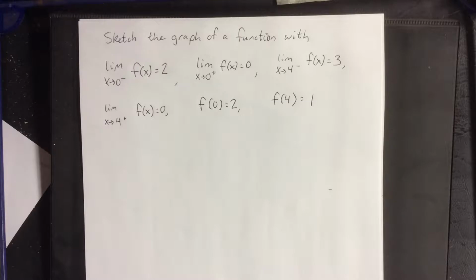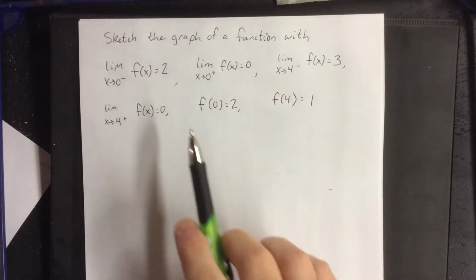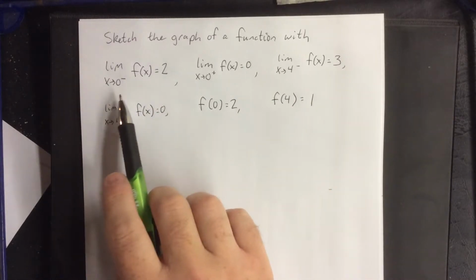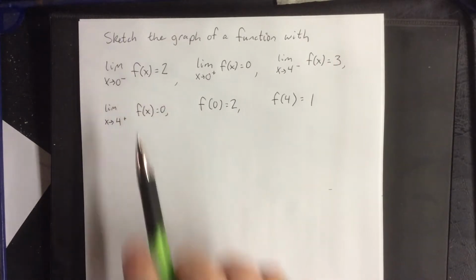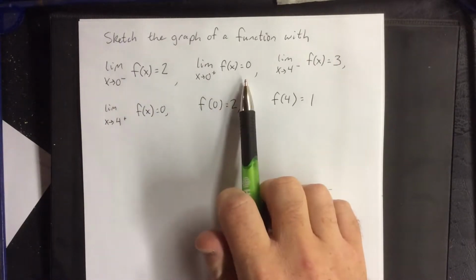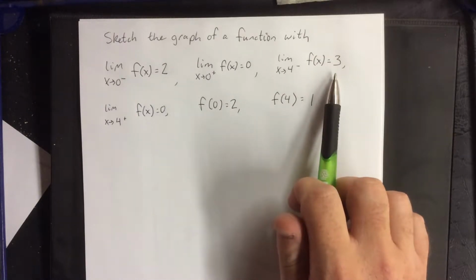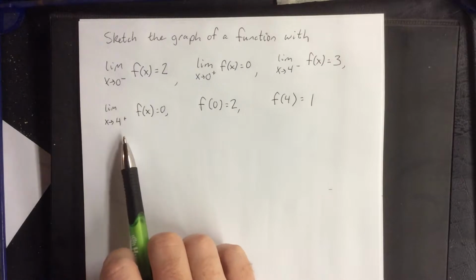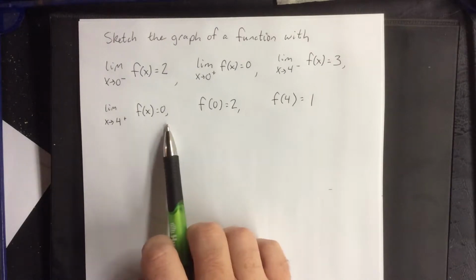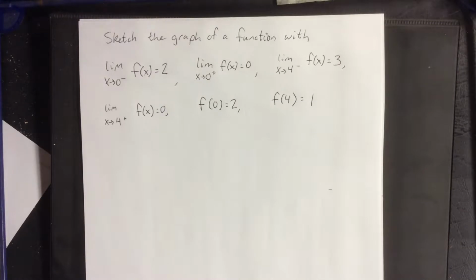Today we are discussing graphs of functions with particular limits. So the problem we're going to take a look at today is going to be: sketch the graph of a function with the following aspects. Limit as x approaches 0 from the left of f of x is equal to 2. Limit as x approaches 0 from the right of f of x is equal to 0. Limit as x approaches 4 from the left of f of x is equal to 3. Limit as x approaches 4 from the right of f of x is equal to 0. F of 0 is 2, and f of 4 is 1.